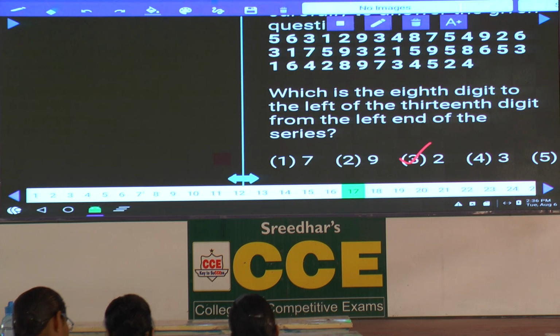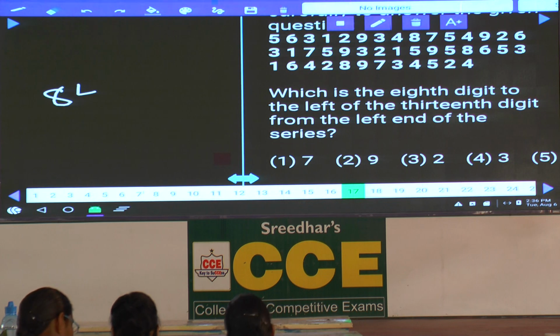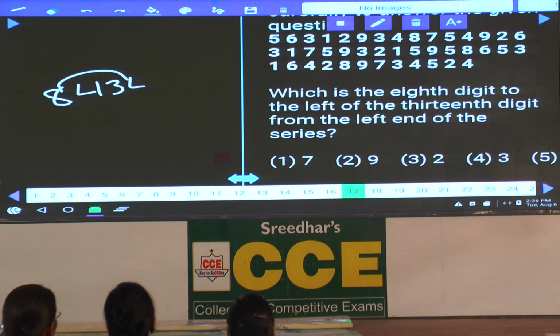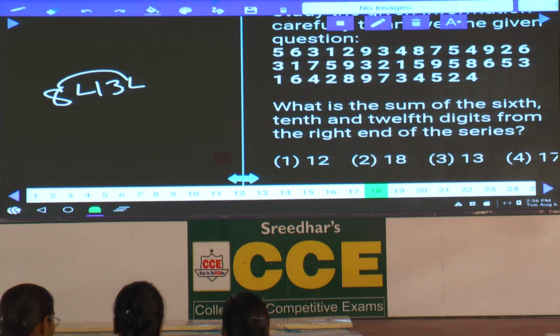Then the 17th one. Now in question number 17, which is the 8th digit to the left of the 13th from the left? 8th left and 13th left, both directions are left and left, hence we need to subtract between these two. 13 minus 8 is how much? 5th left. Now the 5th element from the left hand side is 2. 2 is given in choice 3. Question 17, choice 3.